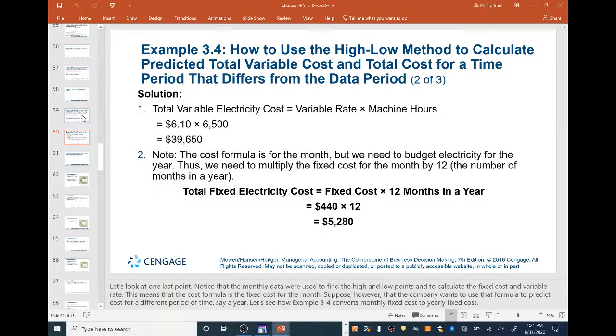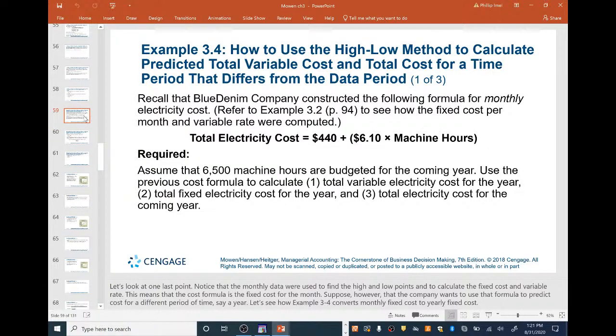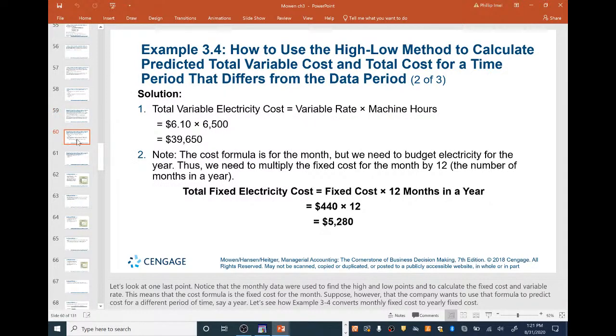Okay, what's the second thing they were asking for again? Total fixed electricity cost for the year. Okay, so let's point out one thing here. Remember, I pointed out when I was reading the question, we're concerned with the annual period here instead of a monthly period, right? So I want you to pay attention to this step right here that we have to add in. The cost formula is for the month, right? So the cost formula that we create is only for a month period. So we have to alter that formula if we're applying it to a different time period, right?